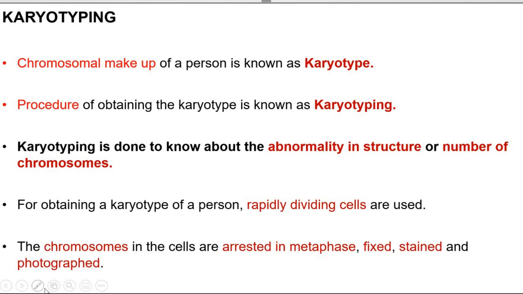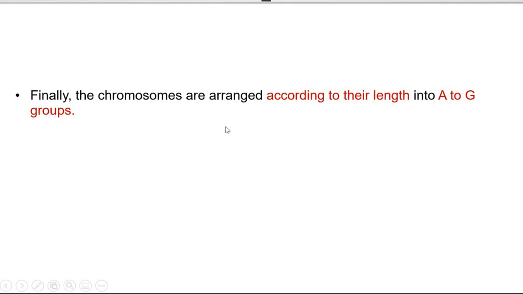We will see them in detail, right? And finally, you take a photograph of that. You cut it out and arrange these chromosomes according to their lengths in A to G groups, and know the kind of anomaly. So, for example, if you've taken a karyotype of Down's syndrome, in which you know that chromosome number 21 is extra, then when you're making a karyotype, you will see that where there are 21 chromosomes, there will be 3 instead of 2.